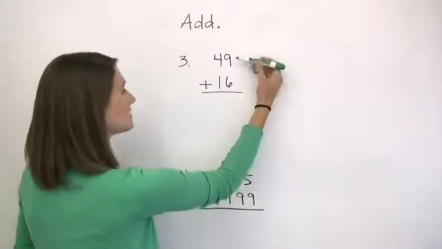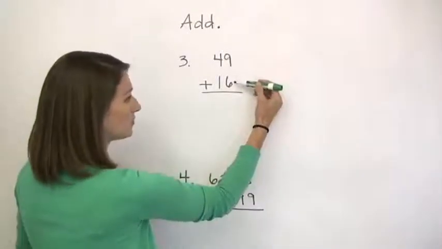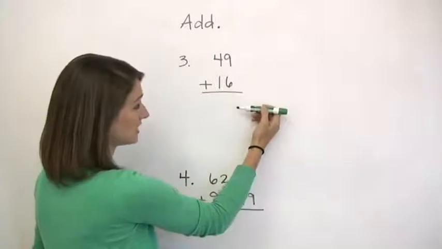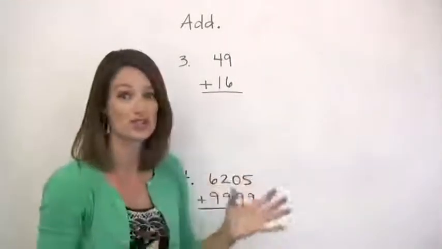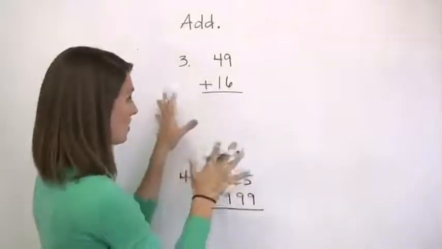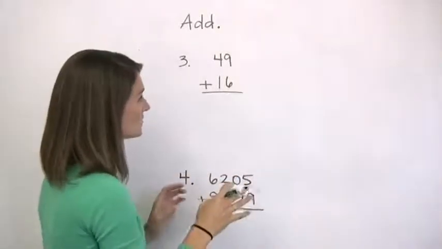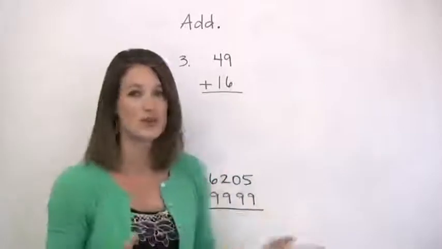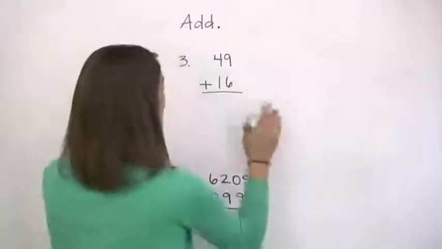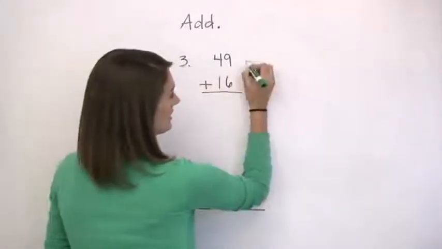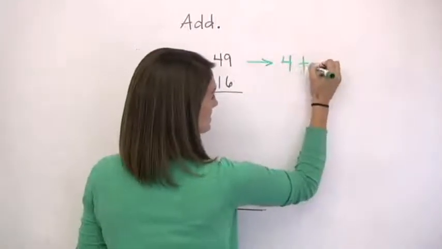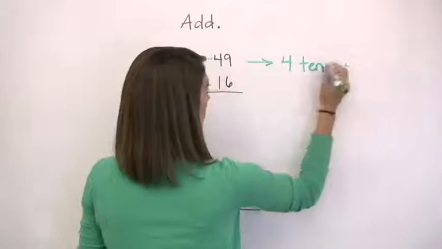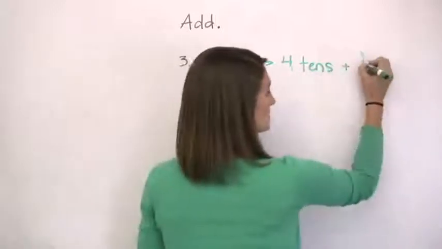If we were to work through this in our ones column, 9 plus 6 is 15. And we don't want to put 15 right here, and we need to figure out which number to put there in order to move on and find our answer. So let's write this out in a little different way to help us visualize. 49, we can write this as the same as writing 4 tens plus 9 ones.